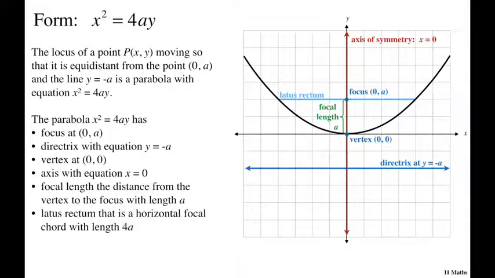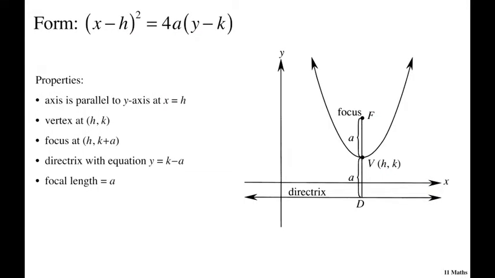If the form was y squared equals 4ax, it would open to the right, and if it's y squared equals minus 4ax, the parabola opens to the left. They're the general forms of a parabola. Now let's have a look at what happens if we actually move the parabola around.